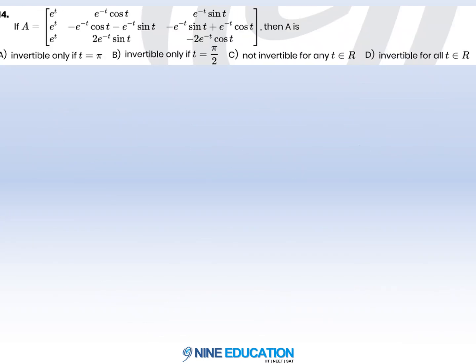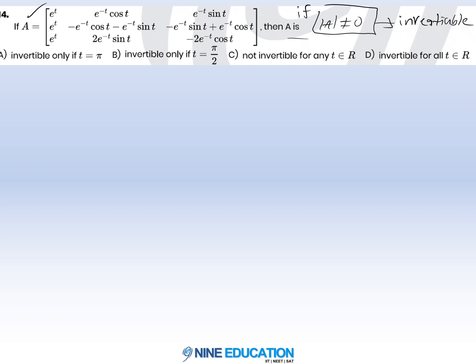Let's discuss question number 14. Matrix A is given. Then we need to conclude on this matrix A whether it is invertible or not. A matrix is invertible if it is non-singular. That means the determinant should be a non-zero value. If the determinant is non-zero, then the matrix will be invertible, right?